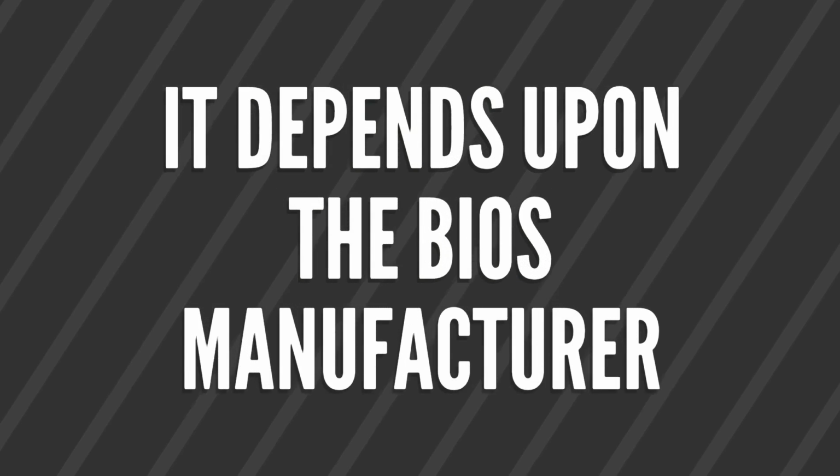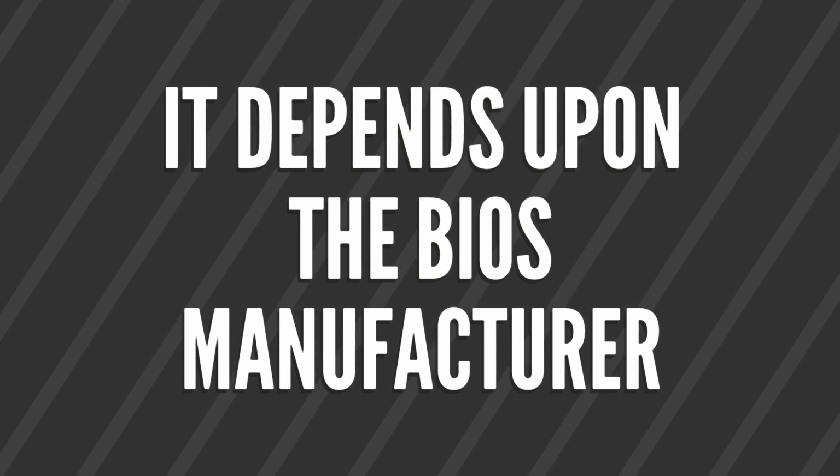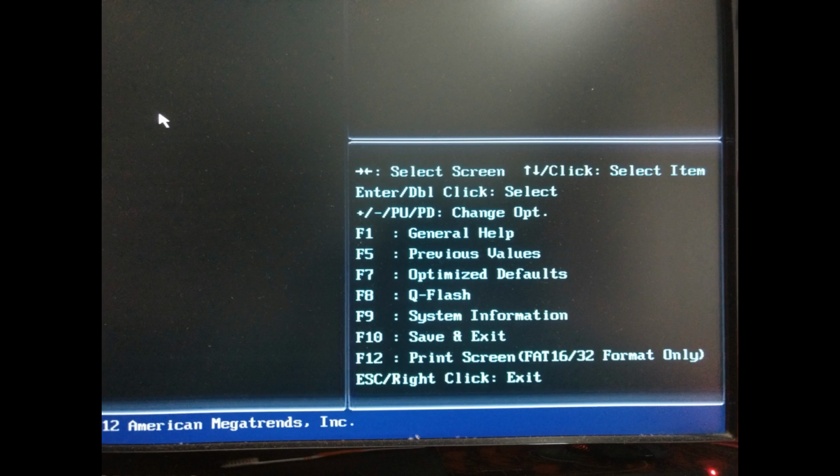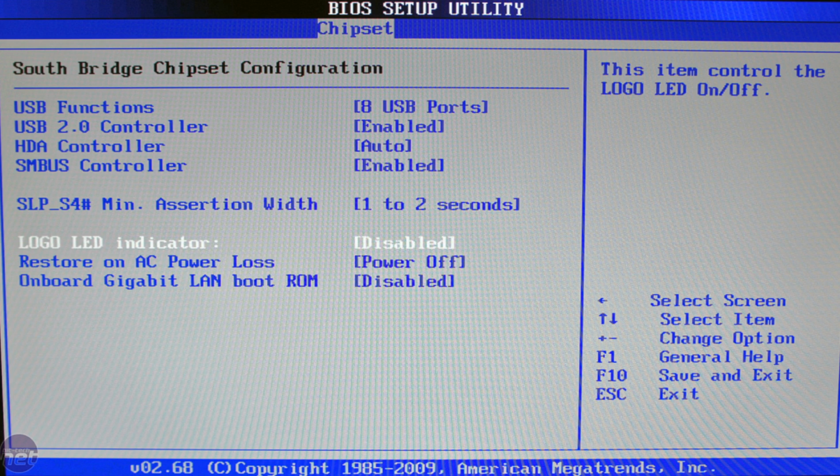Once in CMOS setup, the method for changing the settings often depends on the BIOS manufacturer. You may use the arrow keys along with the enter key to select categories and change their values. Tip: all manufacturers show which keys navigate on the bottom or right hand side of the screen.